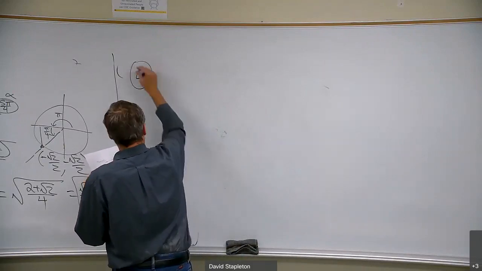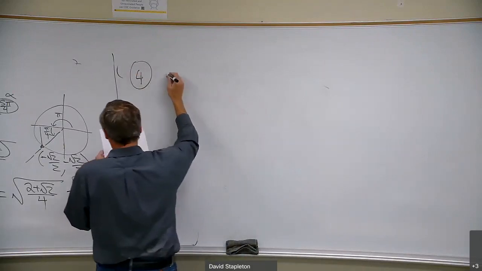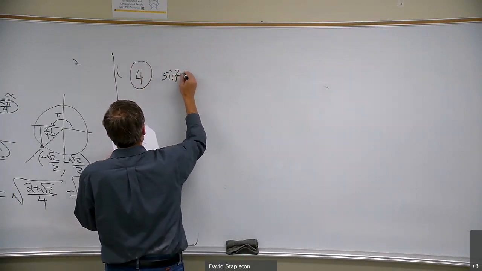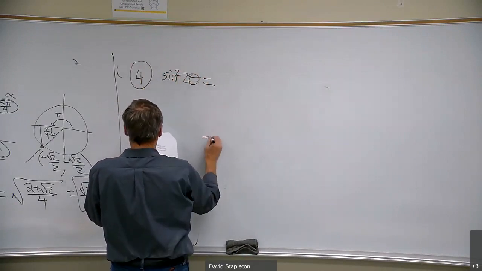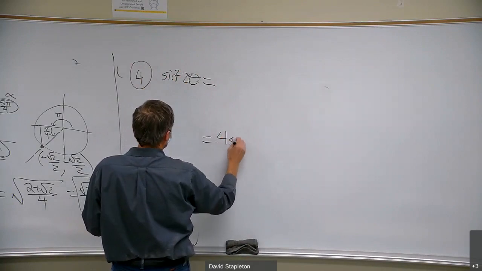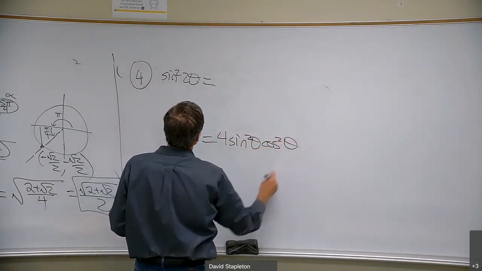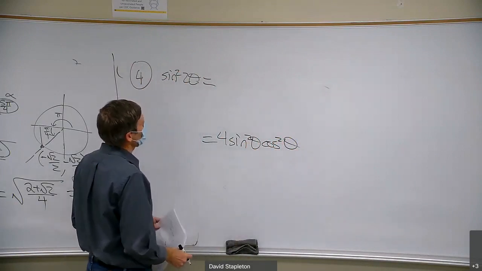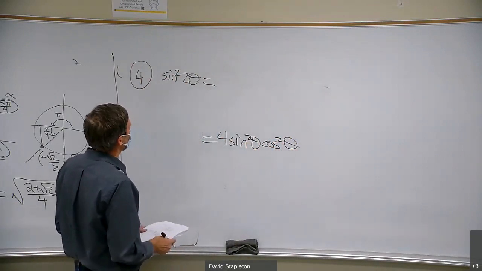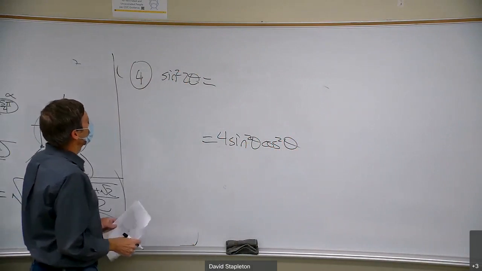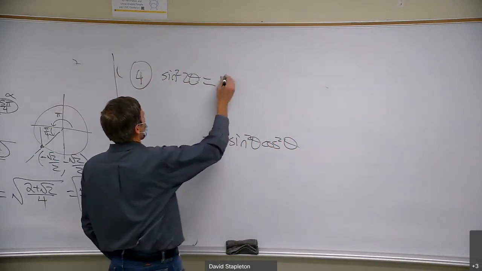Four has established the identity: sine squared 2 theta equals 4 sine squared theta cosine squared theta. If you're clever, you can just recognize, wait a minute, that's the square of the double angle identity. If you just wrote that, I give you full credit. But here's an easy way to write it in a little more detail.